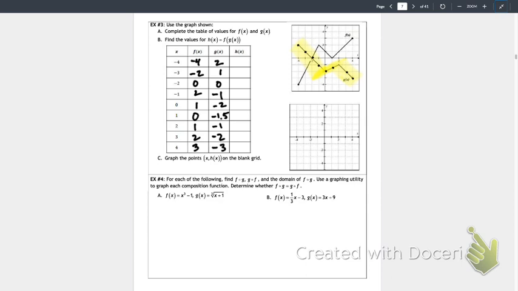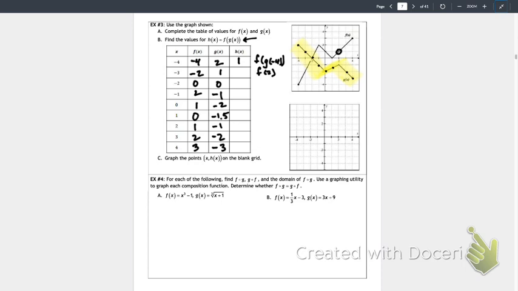All right, now that we're going to use this composite right here, we're doing f of g of x. So in this case, we're doing f of g of negative 4. Well, g of negative 4 is 2, so we're doing f of 2. And f of 2 is right here at 1. Or you could even look right here and get that 1 right there.